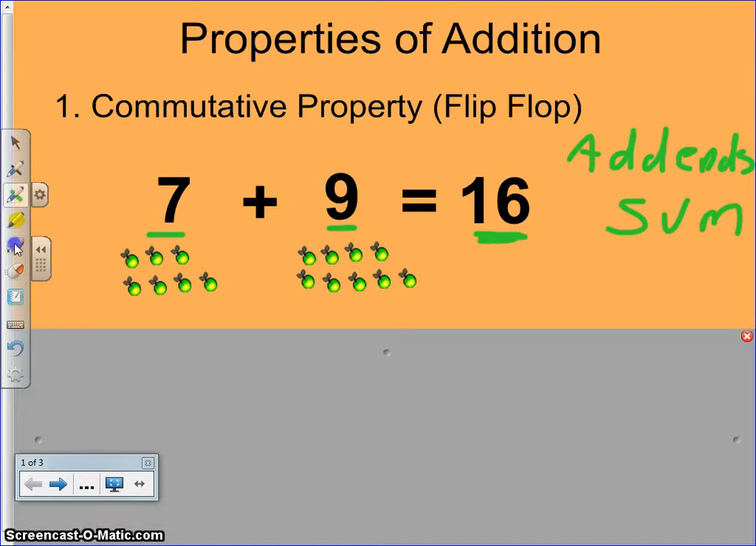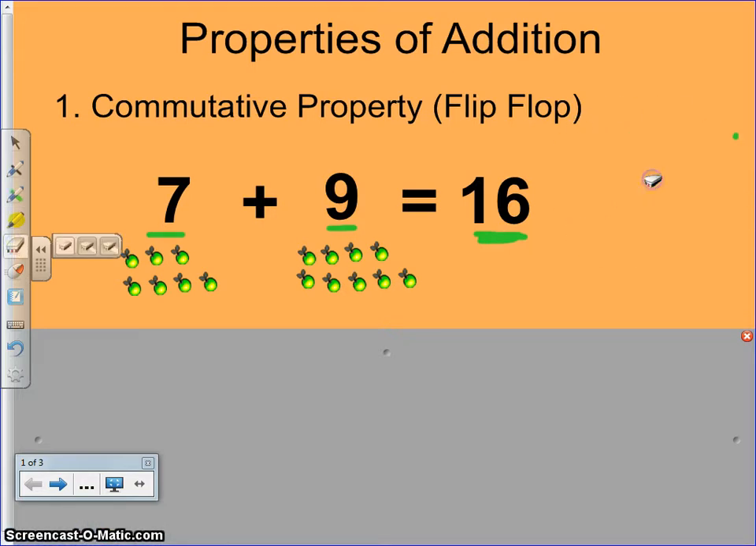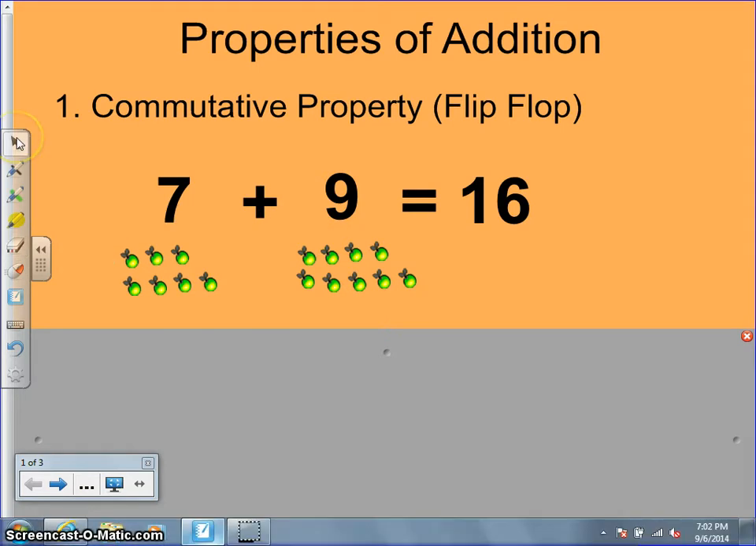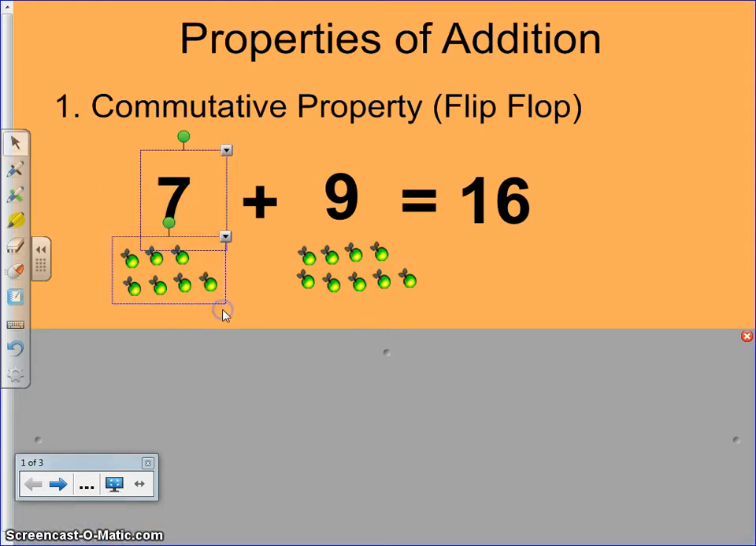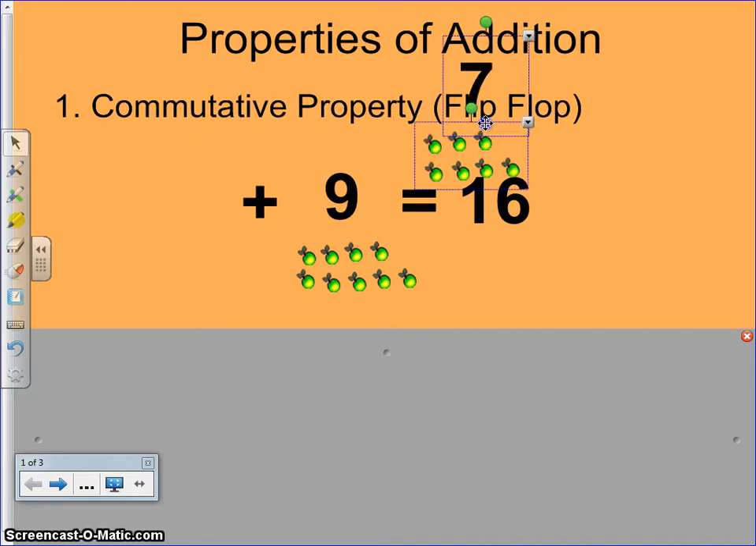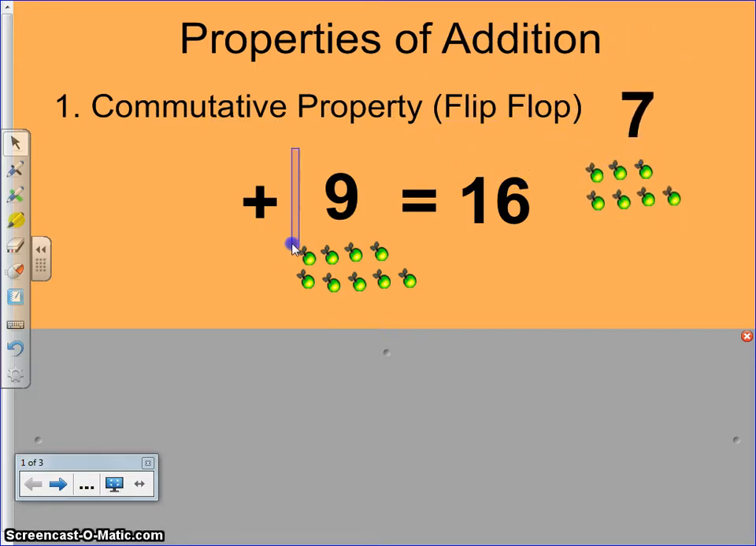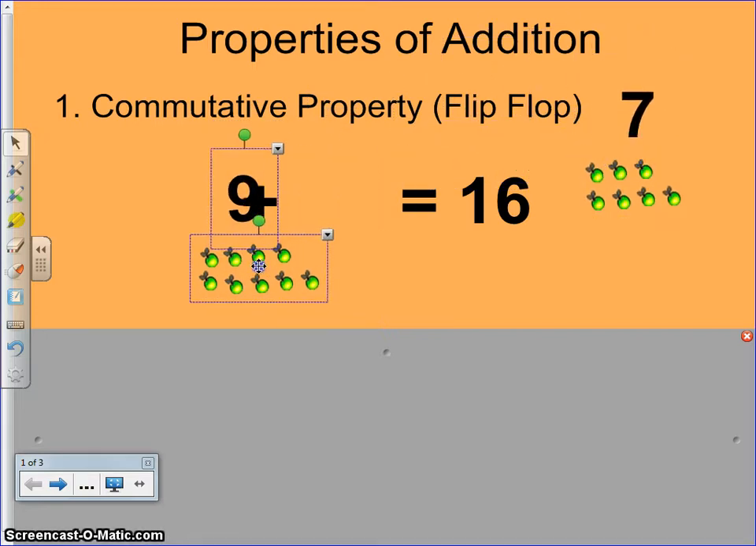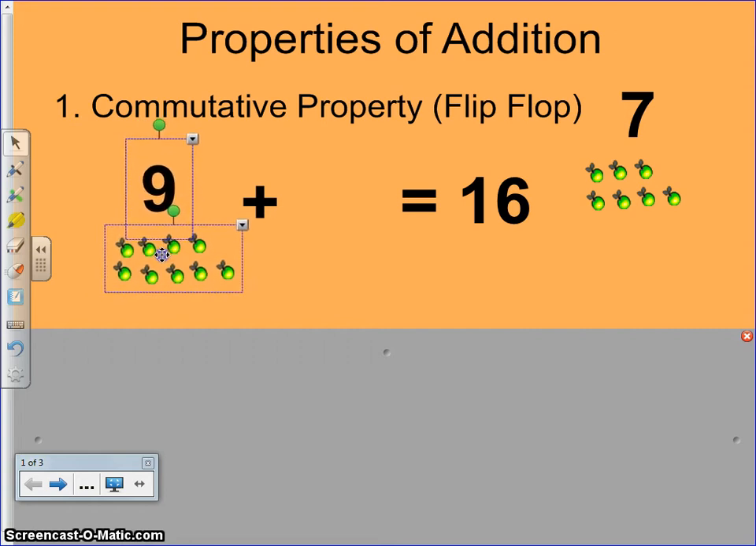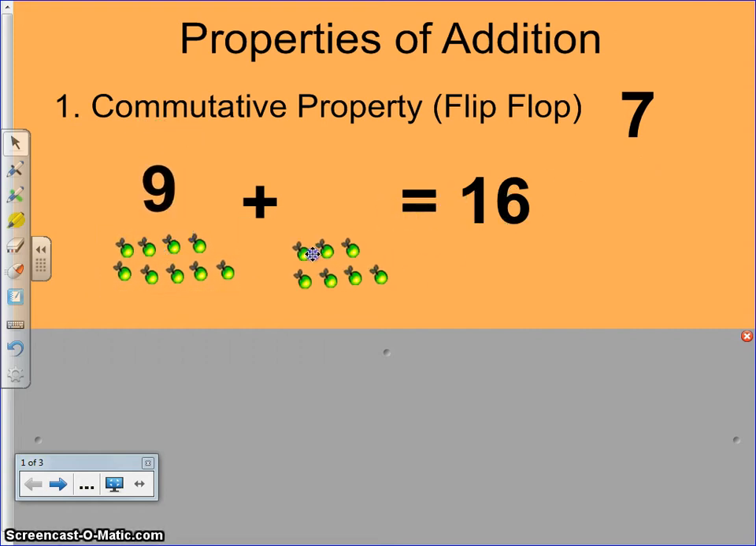So the commutative property tells me that I can flip-flop my addends, I can flip-flop those numbers, and I'm still going to get the same answer. And let me show you what that looks like. If I took 7 and 9 and I took those apples, let's move them over here for a second, and I flip-flop them, and I change the order. So instead of 7 plus 9, I have 9 plus 7. I'm still going to get 16.